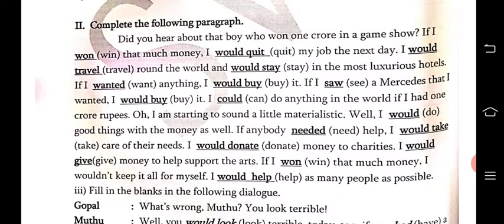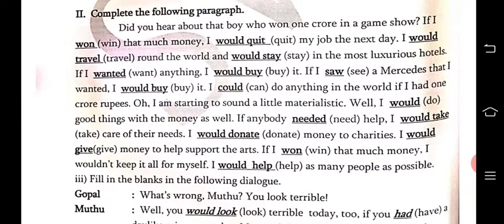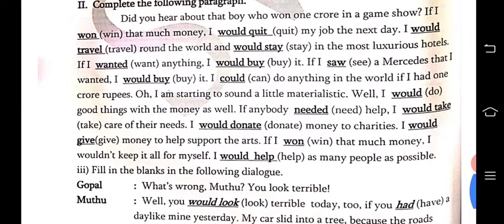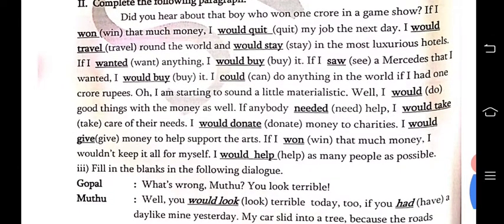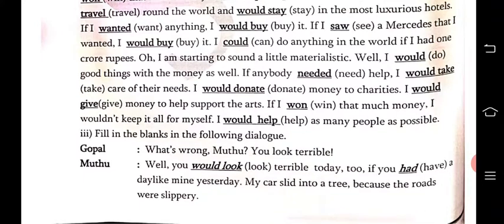Well, I would do good things with the money as well. If anybody needed help, I would take care of their needs. I would donate money to the charities. I would give money to help support the art. If I won that much money, I wouldn't keep it all for myself. I would help as many people as possible.